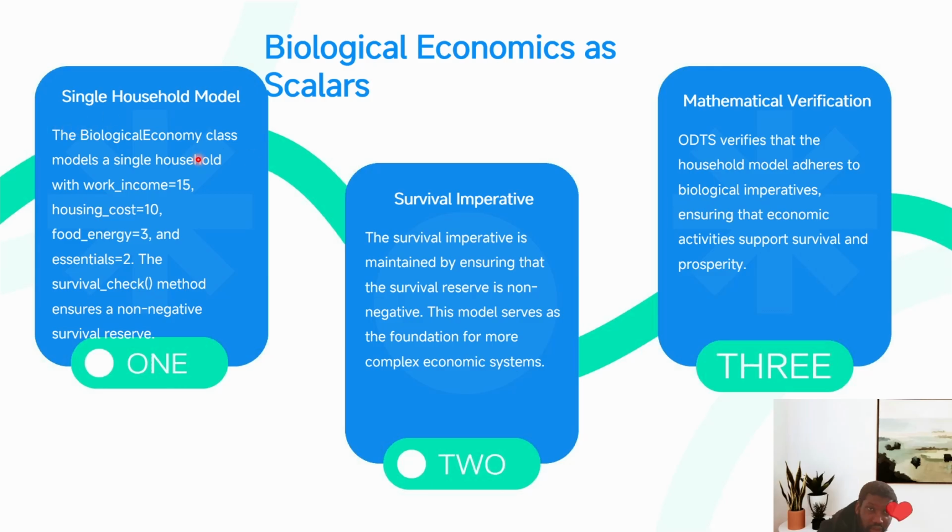The biological model has a single house. So this is scalars, this is a scalar system. Work equals housing cost, food, energy. This is just a social model. It's not negative mass. 1 is the first derivative.